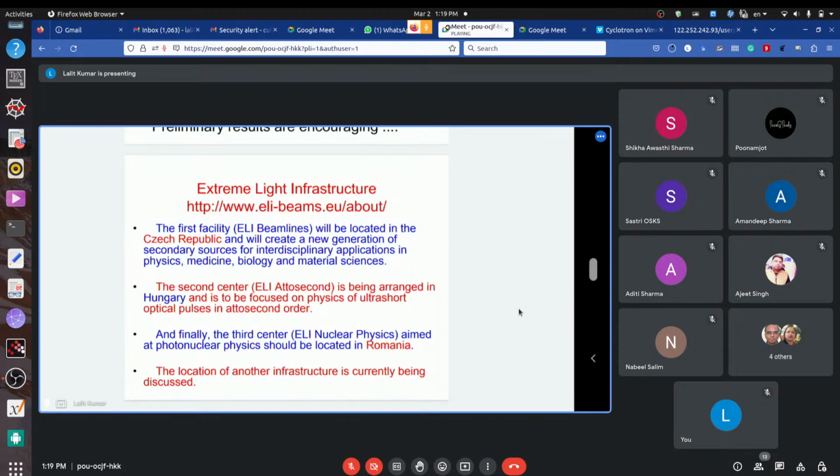Like Sir has given another talk in which he talked about how you can make things germinate by giving radiation to it. So constantly there should be progress in science, and that's what we think.